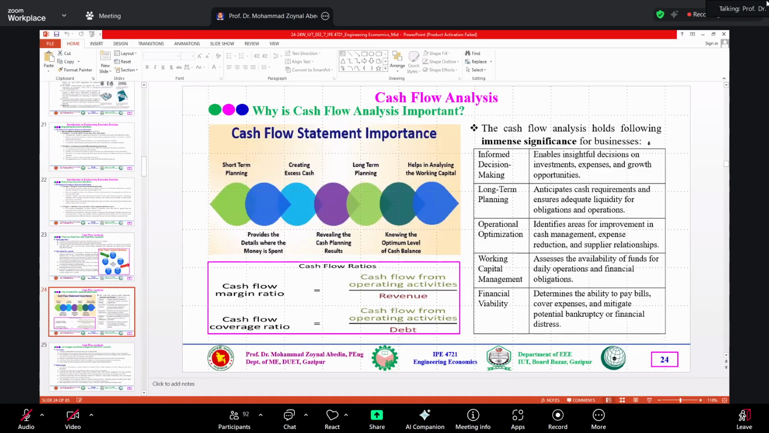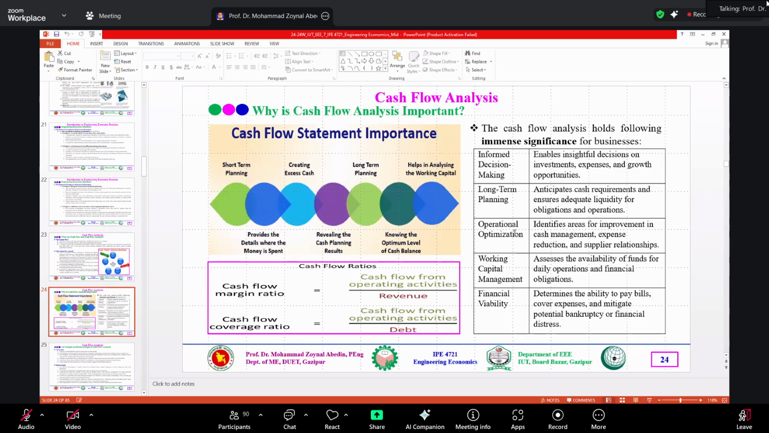So the cash flow analysis holds the following immense significance for businesses. One is the informed decision making. This analysis of the cash flow will help you to do some decision making. It enables insightful decisions on investments, expenses, and growth opportunities. Then long-term planning, it anticipates cash requirements and ensures adequate liquidity for obligations and operations.